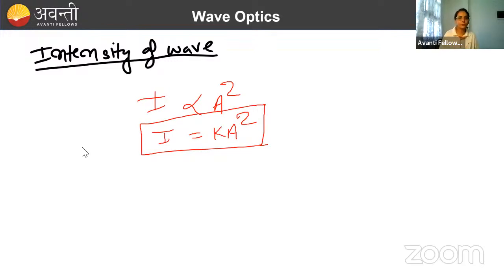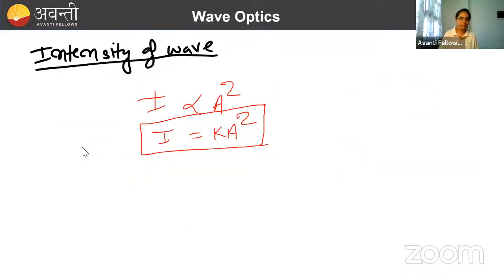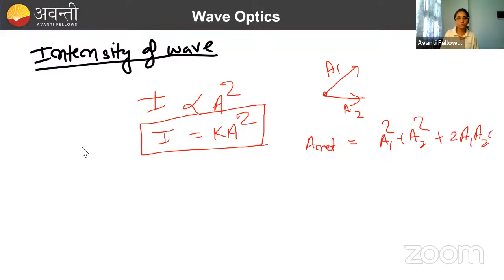Now if there are two waves, suppose as in the previous case we have seen that there were two waves. One was A1 sine omega t, another was A2 sine omega t. And if we have to calculate their intensity, how will I calculate it? Just calculate the amplitude. How did we calculate the amplitude in the previous section? So, A net was how much? A1 square plus A2 square plus 2 A1 A2 cos phi, right?